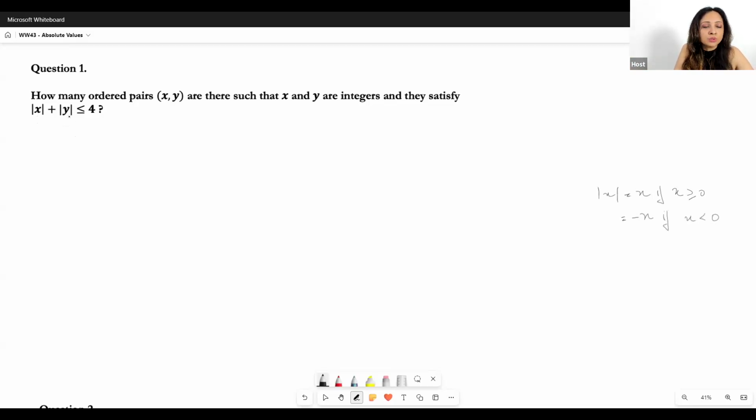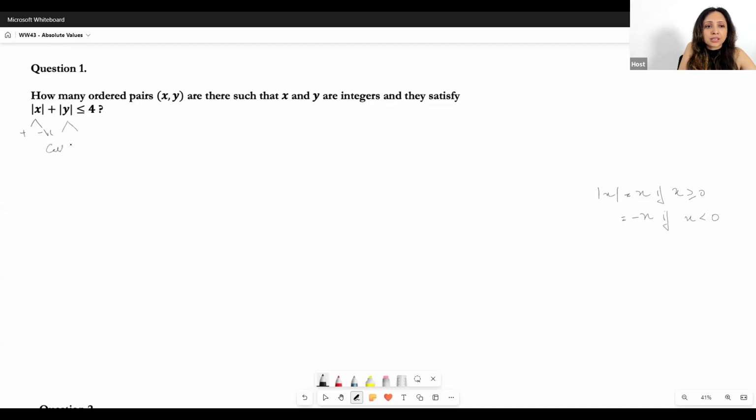And when I want to remove their signs, I'll have to take cases. So I'll have to take two cases over here, where this is positive and where this is negative. And I'll have to take two cases over here also, because this is also after all absolute values, right? So then what happens then?